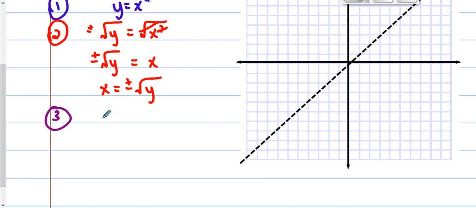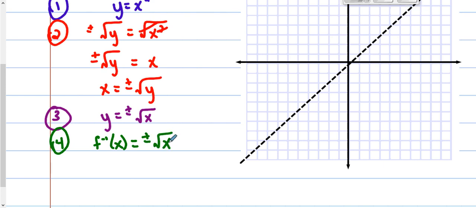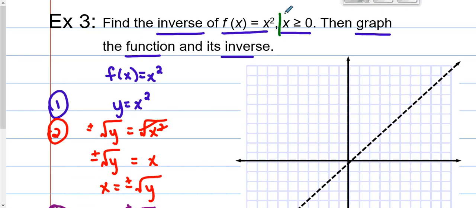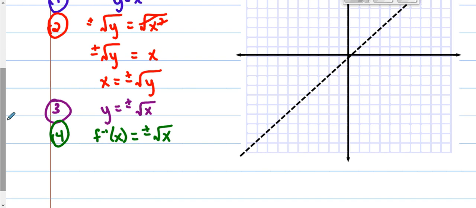Step 3, switch x and y. So now I have y equals plus or minus the square root of x. Step 4, change y to f inverse of x, and that equals plus or minus the square root of x. Now, here we go. At the very beginning, it says that x is greater than or equal to 0. So if x is greater than or equal to 0, that means it must be positive.